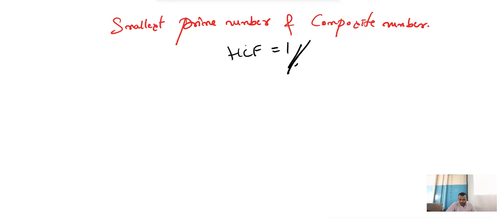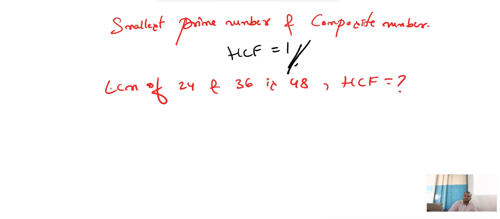The LCM of 24 and 36 is 48, and hence find their HCF. See children. Now can you tell me here, do we have to use the factorization method or the relation method? Which method should we use?